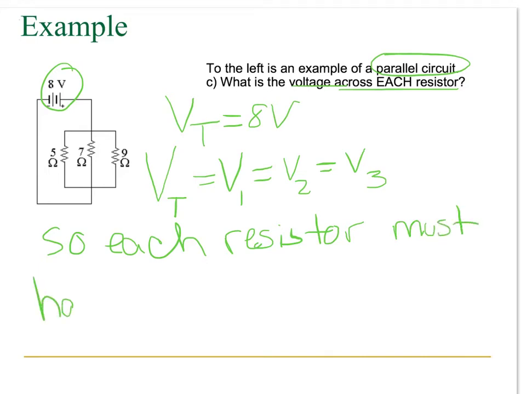So, each resistor must have a voltage of 8 volts. Again, because we started with a total of 8 volts and we're working with a parallel circuit where voltage total equals voltage 1, which equals voltage 2, and voltage 3, then each resistor must have a voltage of 8 volts.